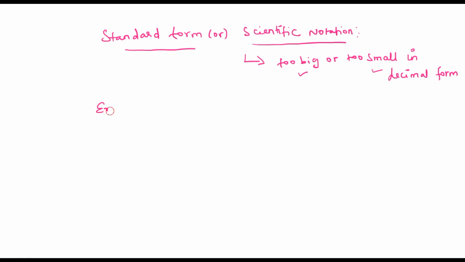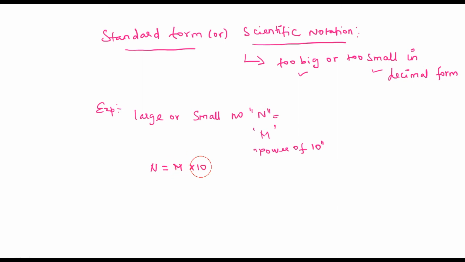For example, if you take either a large or small number, call it N. N can be expressed in terms of a number M and a power of 10. So how to write? N is equal to M into 10 power n.